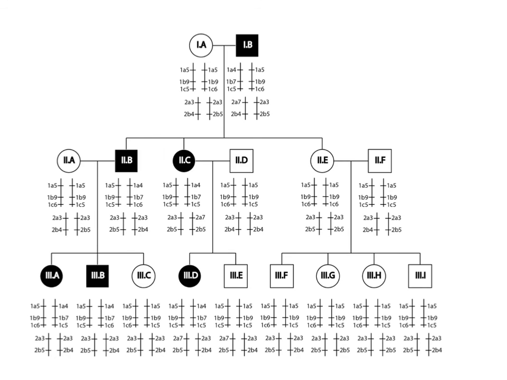You can ignore 2E, 2F. Don't pay attention right now to anybody who's unaffected. Just look for what's common between all the filled in symbols. So we started off saying it was either 1A4 or 1B7, or possibly 2A7. So which of those are common to everybody that has this?